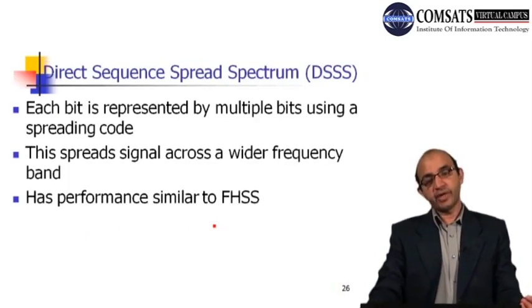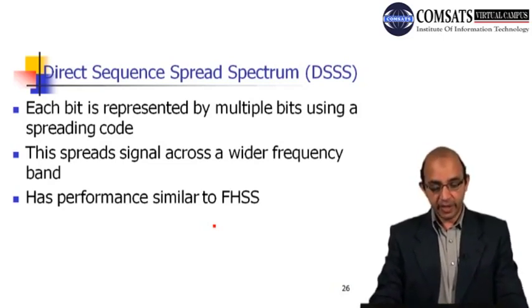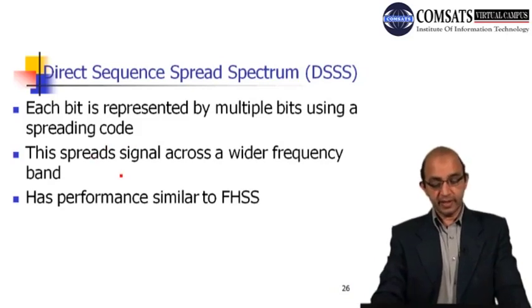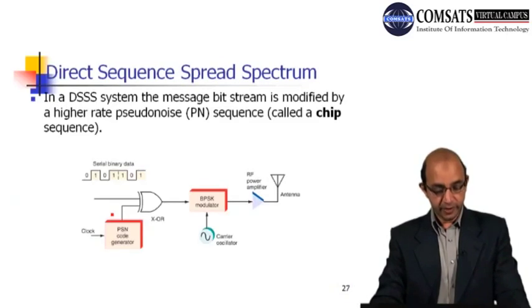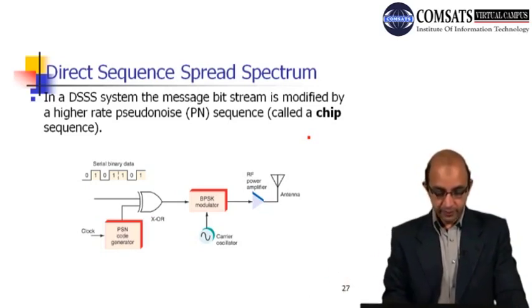And then we have another type of spread spectrum, that is direct sequence spread spectrum. Each bit is represented by multiple bits using a spreading code. This spreads the signal across a wide frequency band, and it has the same performance as that of frequency hopping spread spectrum. Here the message bit stream is modified by a high rate pseudo noise sequence generator called a chip sequence, right?